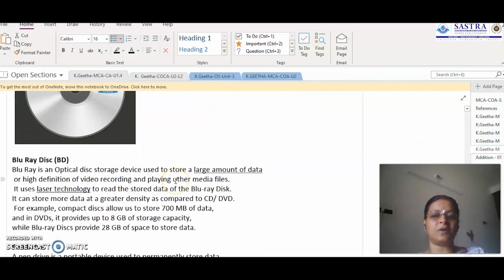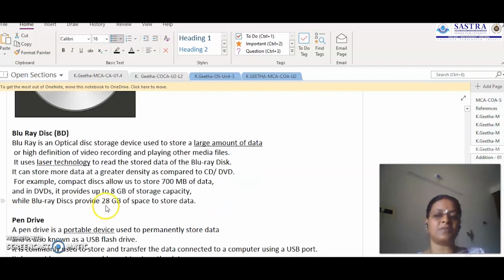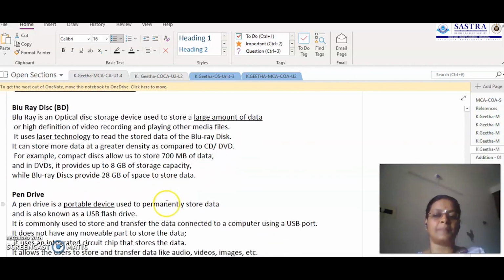And there is another concept called Blu-ray disc. It is a different technology, and it is used to store a large amount of data. Especially when the video has high definition, with some extra parameters to improve the resolution, then we can make use of this Blu-ray disc. Of course, it uses laser technology. All the information is read and written from the disk by using laser technology, and it can store more data with a more compact size. So that's a technology of recent days, and Blu-ray discs can provide capacities of 28 GB space to store the data.